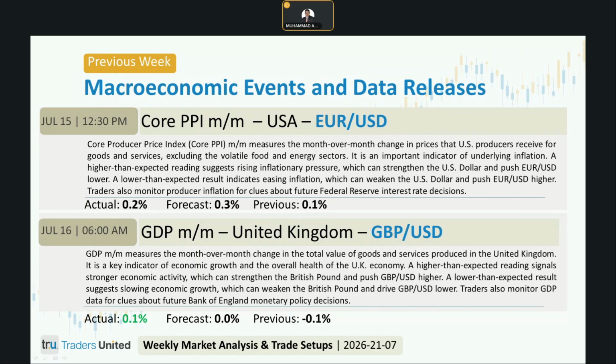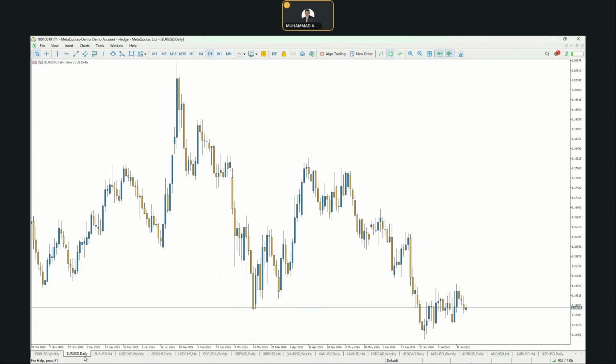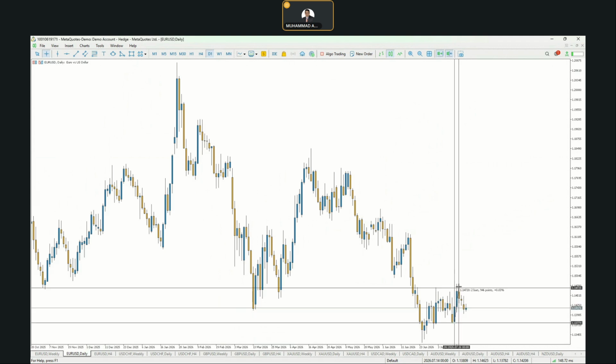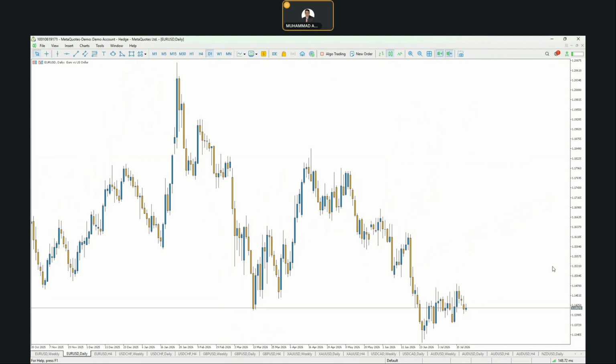Now let me discuss the market reaction. The core PPI increased by 0.2%, below the market forecast of 0.3%, but above the previous reading of 0.1%. Following the release, the price action of euro dollar currency pair actually moved higher. It moved up inside this daily time frame.